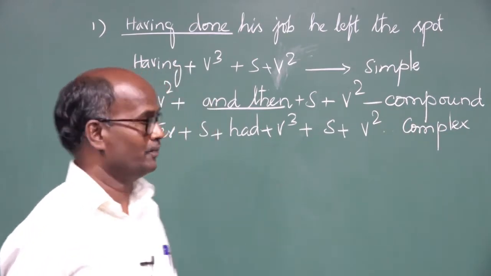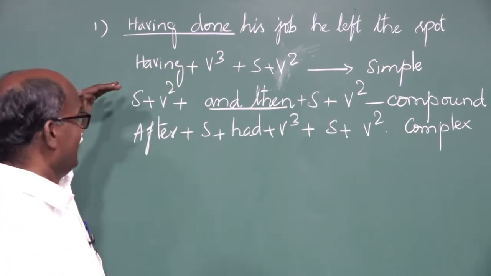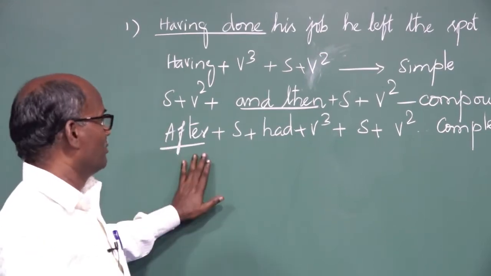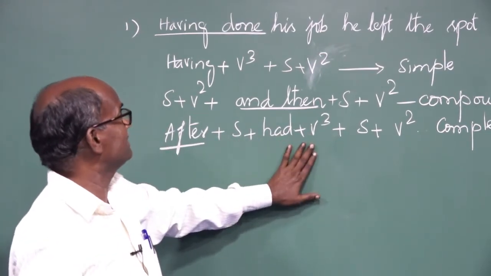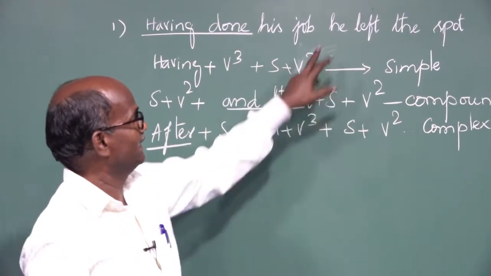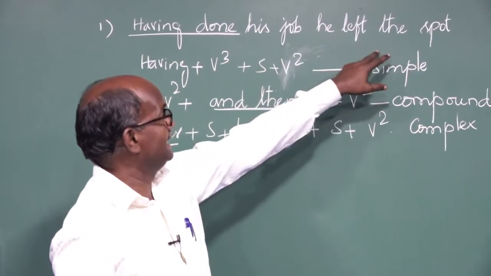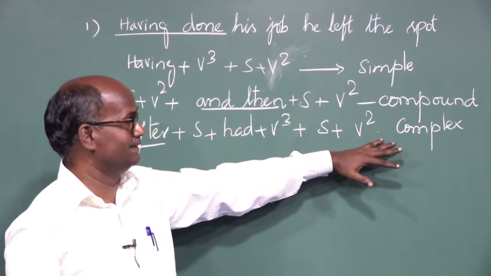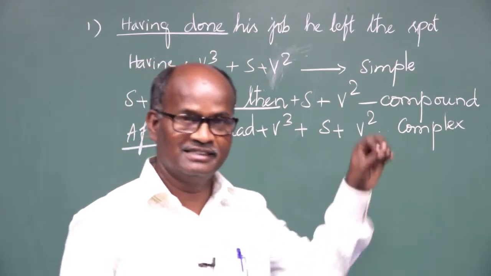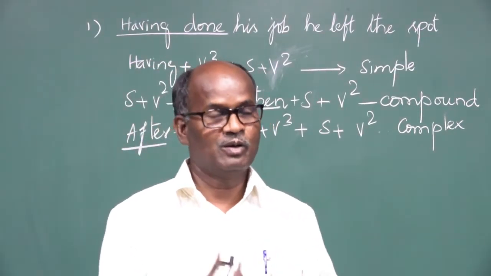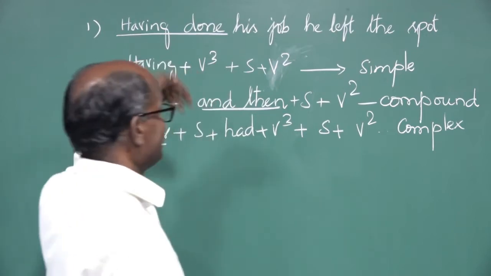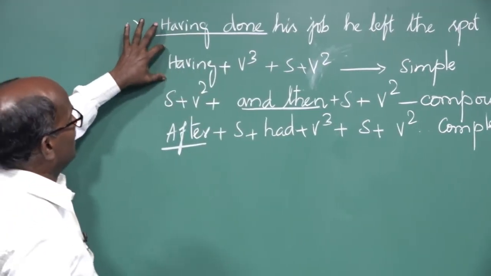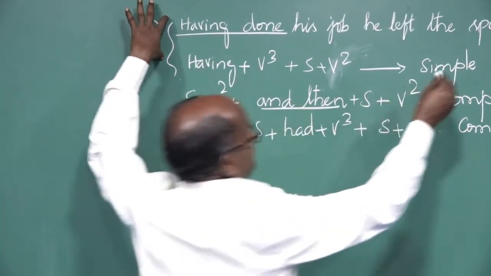This is compound. Then in complex, take after, subject, then add plus verb third form. Then what is there in the sentence? 'He left the spot' is as it is in the complex. And this is how we are going to transform one form into another form. Now we see how we are going to do it. The sentence given is simple.